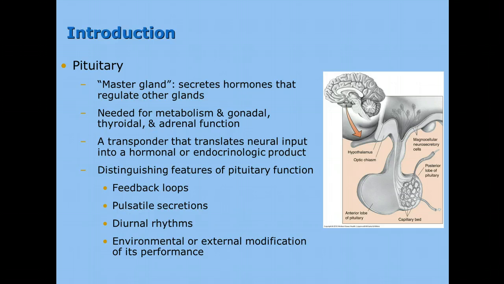The different functions of the pituitary include feedback loops, which we'll talk about in a minute, pulsatile secretions to release a chemical element to the rest of the body for communication, diurnal rhythms, which means there may be a variation between the morning and the evening levels, and there can be environmental or external modification of its performance depending on the environment that you're in.